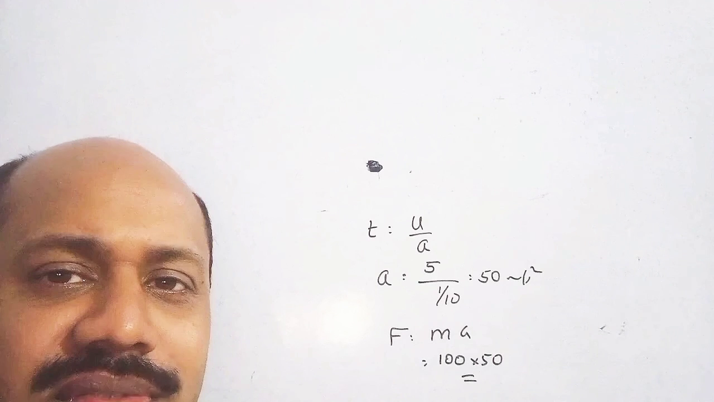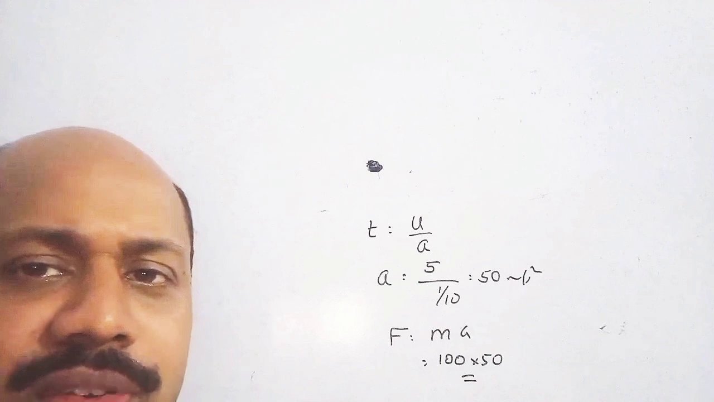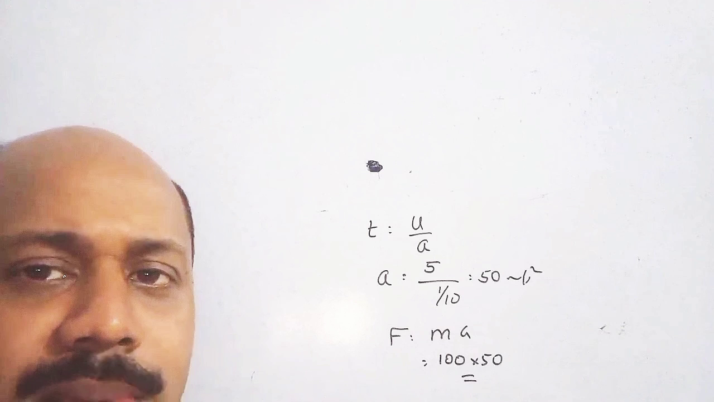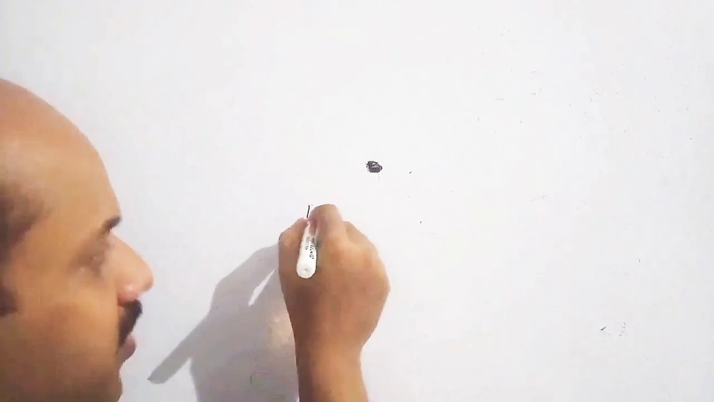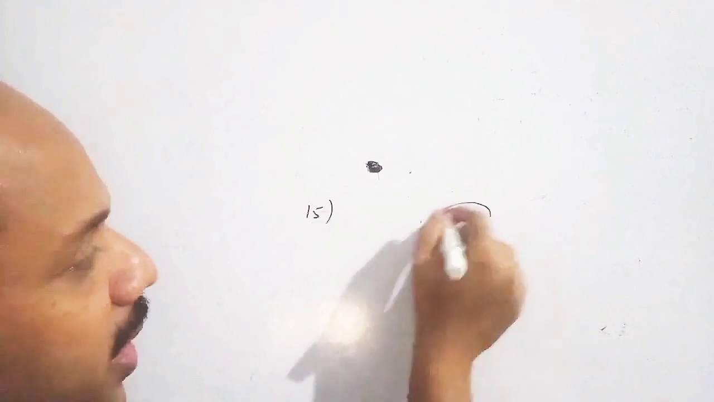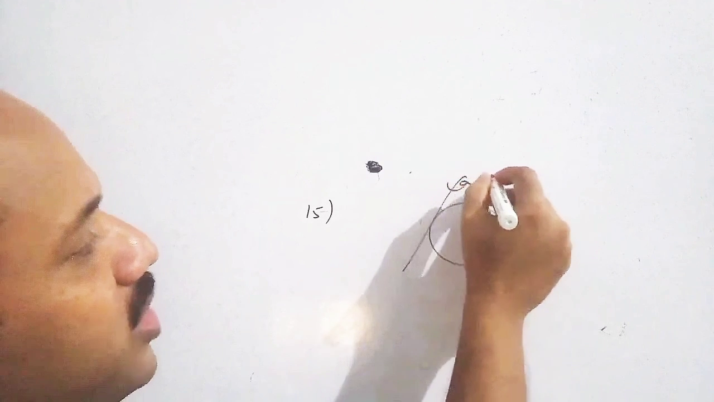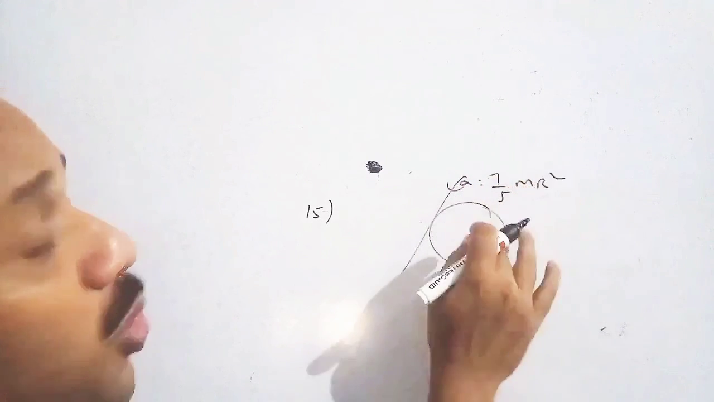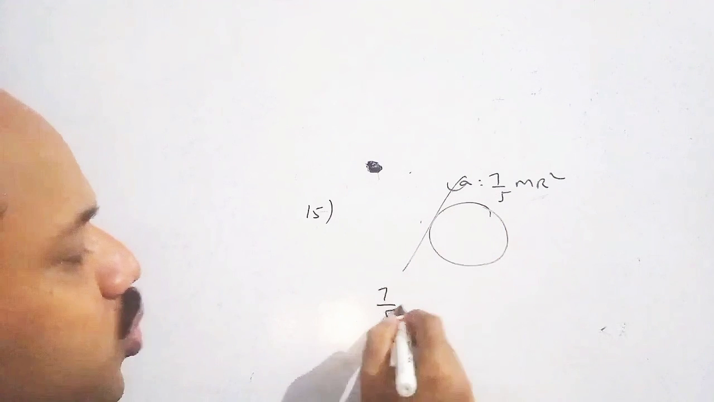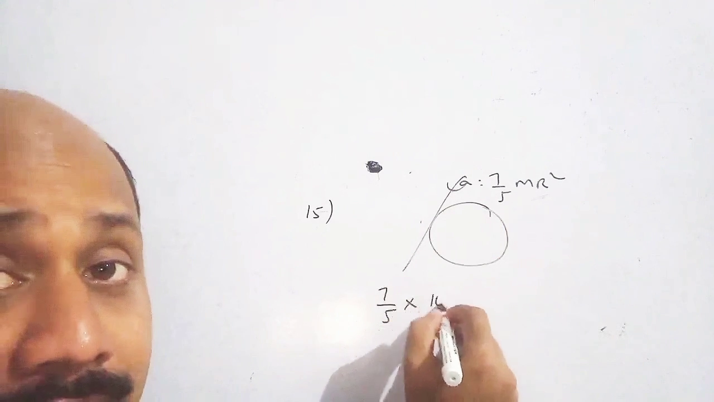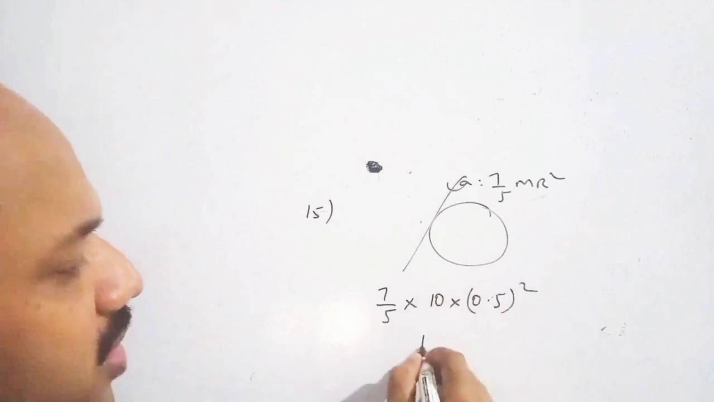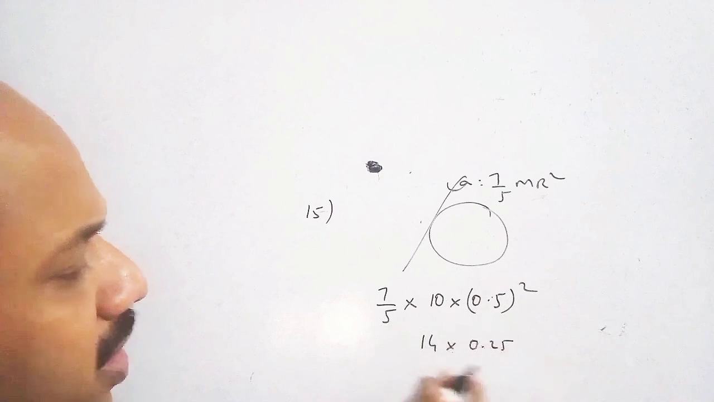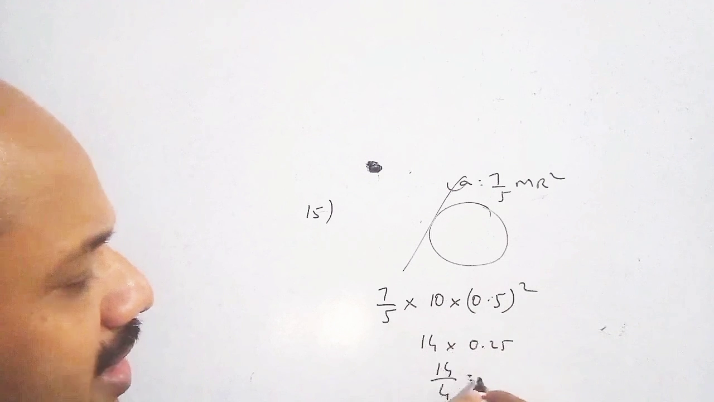Yes. Next, 15th one. A solid sphere of mass 10 kg and radius 0.5 meter rotates about a tangent. The moment of inertia of the sphere is? About the diameter, it is 2 by 5 mr square. About the tangent, by using the parallel axis theorem, it is 2 by 5 mr square plus mr square, that is 7 by 5 mr square. M is 10, radius is 0.5 square. Now 2 into 7 is 14, 14 into 0.25, that is 14 by 4, which is 3.5.